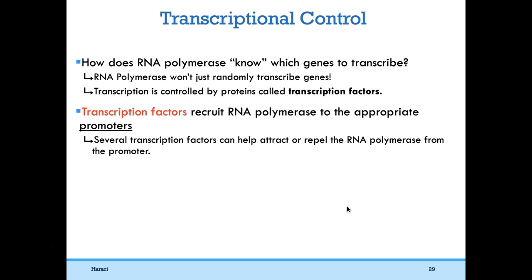Several transcription factors work together to either attract RNA polymerase to a certain promoter or to push it away to repress gene expression. Transcription factors are found in every single cell. Different cell types have different types of transcription factors. So overall, transcription factors can activate or inhibit gene expression. This contributes to the diversity of cell types and cell functions.